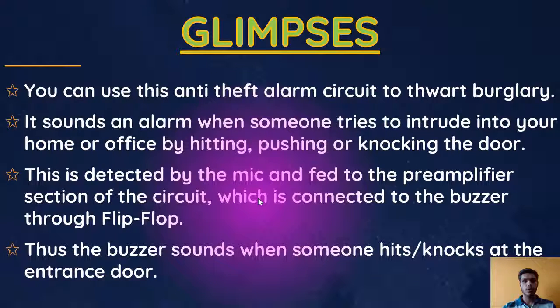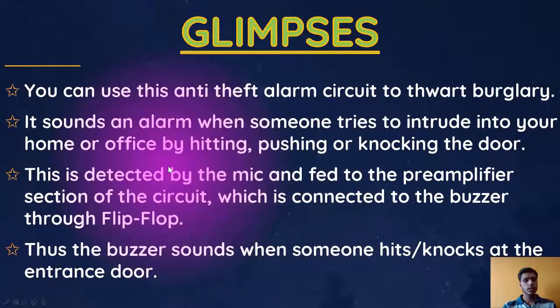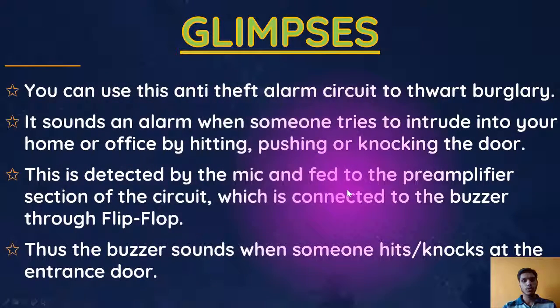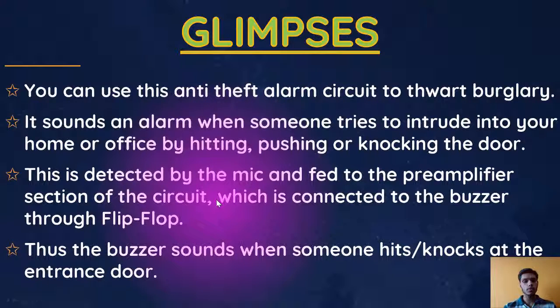It sounds an alarm when someone tries to intrude into your home or office by hitting or pushing or knocking the door. This is detected by a mic and fed to the preamplifier section of the circuit, which is connected to the buzzer through a flip-flop. Thus, the buzzer sounds when someone hits or knocks at the entrance door. So in this whole project, if anyone knocks or hits the door, then the buzzer and the LED would turn on.